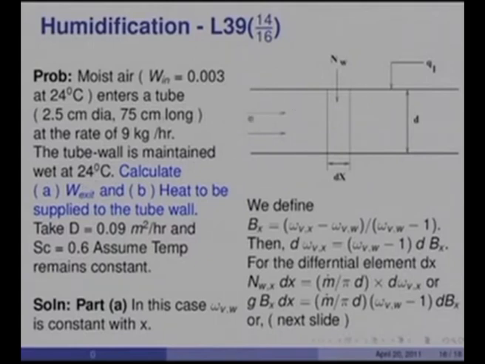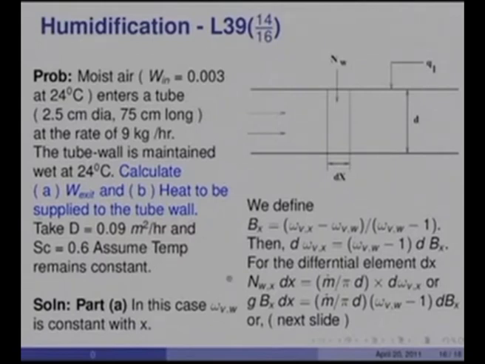So, it is the same temperature as this. Calculate the specific humidity at exit from the tube and the heat supplied to the tube wall to maintain its temperature at 24 degrees centigrade. Take D equal to 0.09 meter square per hour diffusivity and Schmidt number equal to 0.6. Assume temperature remains constant throughout. So, even at exit the temperature is going to be 24.